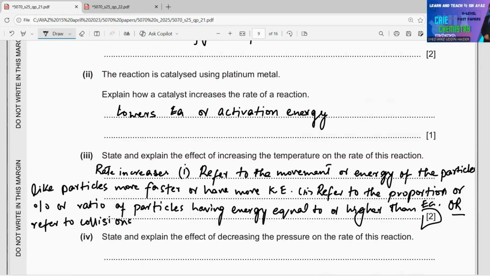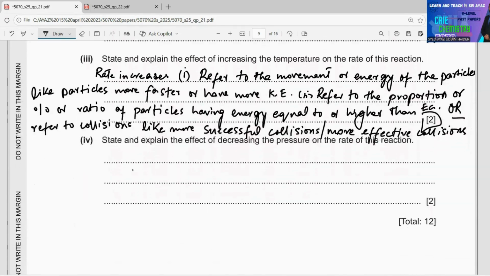Like more successful collisions, or more effective collisions. In this way, you can gain full 2 marks.